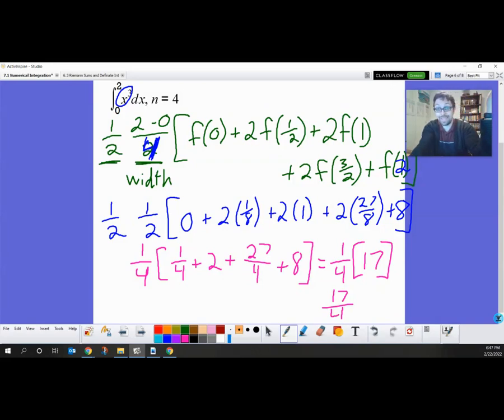If you check the exact area underneath it, it ends up being 4. And so we got 4.25, so that's pretty close. And you can find that exact area on your calculator.